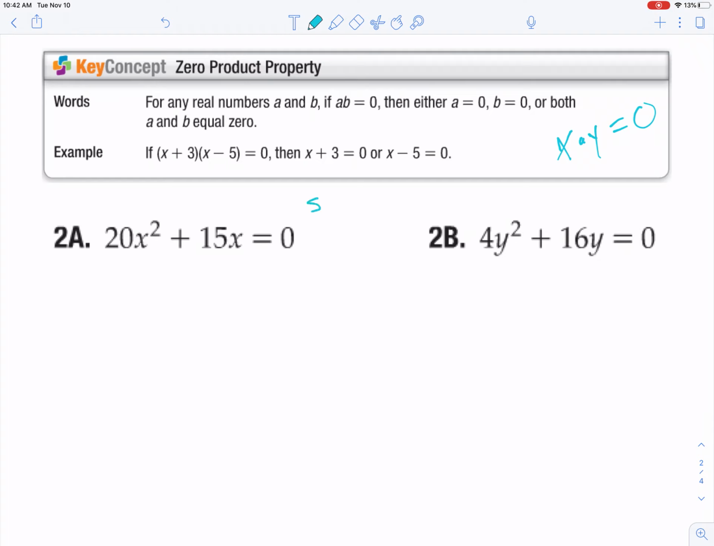Step 1, factor. You're just going to kind of have to use all those factoring skills you know and do your best to get it there. Actually, step 1 is make sure it equals 0. Make sure it equals 0. Let's write that big and bold.